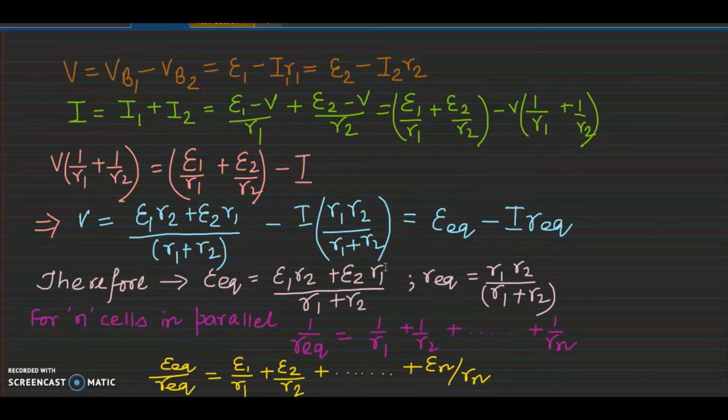Therefore, comparing these two, epsilon equivalent will be epsilon 1 R2 plus epsilon 2 R1 divided by R1 plus R2, and R equivalent will be R1 R2 divided by R1 plus R2. Now for n cells in parallel combination, we can write that 1 over R equivalent, the total internal resistance, is equal to 1 by R1 plus 1 by R2 up to 1 by Rn. So this will add up. And similarly for the equivalent EMF, epsilon equivalent divided by R equivalent is epsilon 1 by R1 plus epsilon 2 by R2 up to epsilon n by Rn. So we need to add up all these terms also.